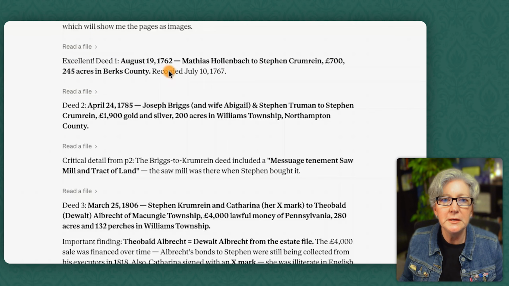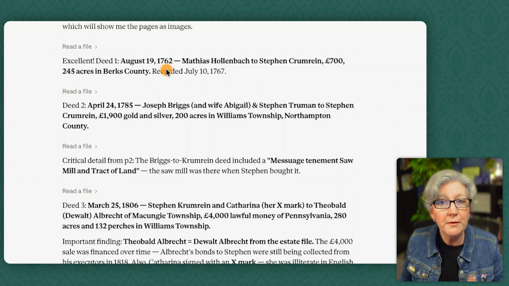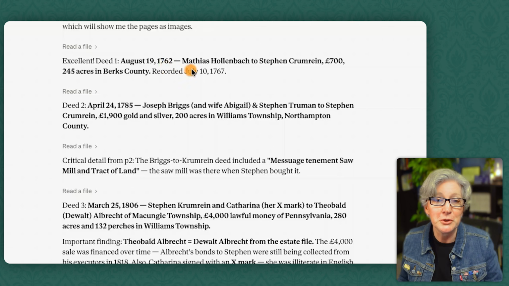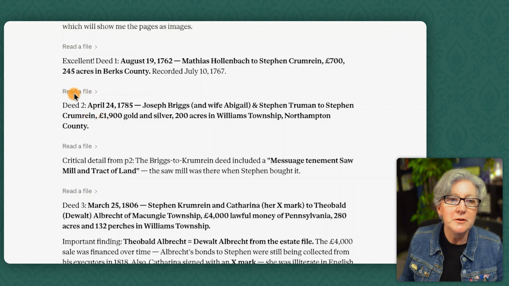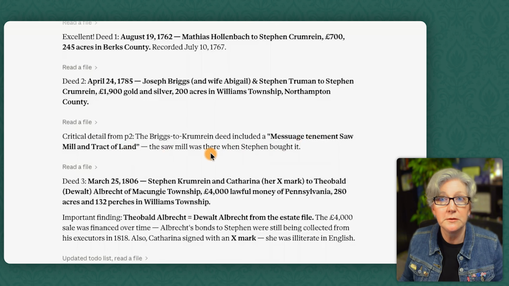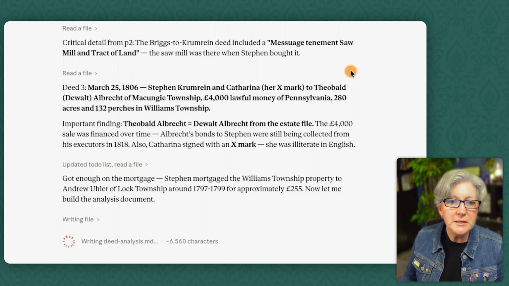So deed number 1 was Matthias Hallenbach to Stephen Crumrine, 700 pounds, which in 1762 would be the correct monetary amount, because this is when we are essentially British subjects here in the US. So it's then going through and reading some more files and doing the next deed. That was 1785. Let's see, it's pulling up some details here. The Briggs to Crumrine deed included a tenement, sawmill, and tract of land. Ooh. So there's a nice little detail Claude's pulling up. Now it's still working through its little files here.